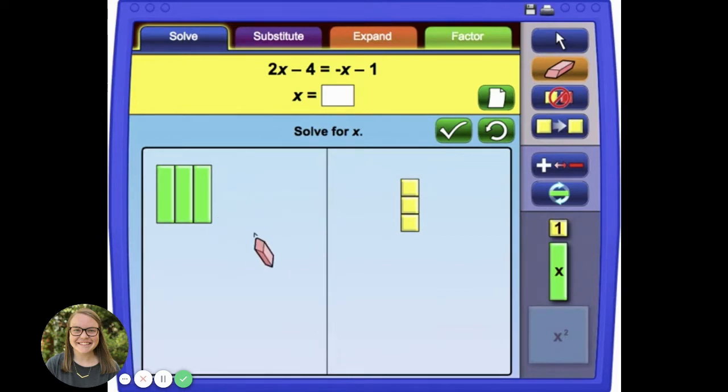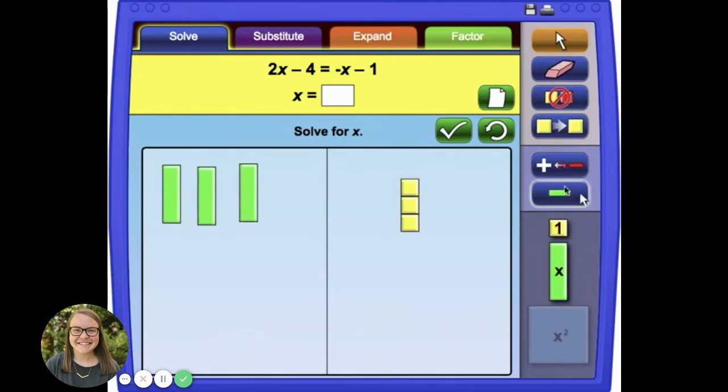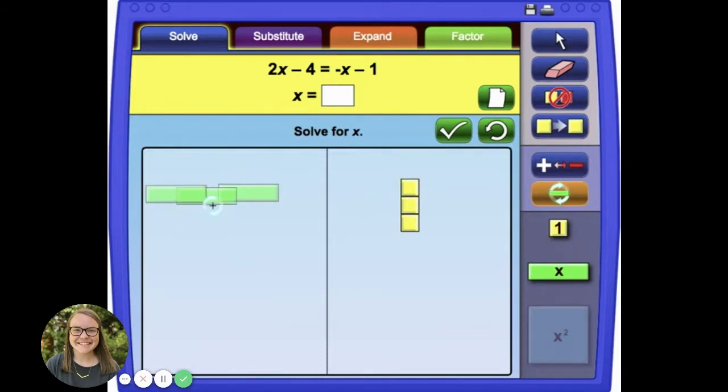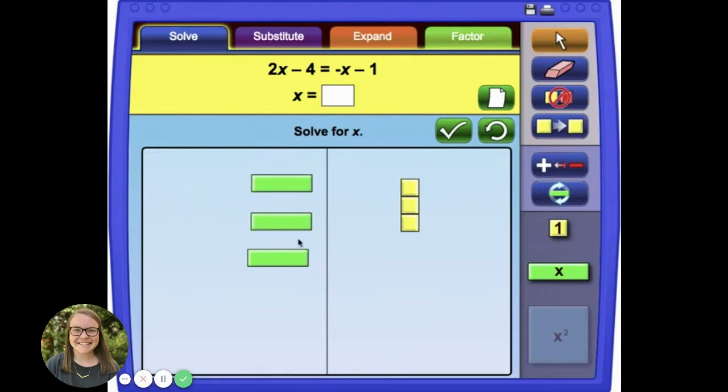the left-hand side. So what it looks like to me is that I've got 3 x's on my left. Let me see if I can turn them, if that allows me to do that. Drag them now. So I've got 3 x's and I've got 3 1 tiles, which to me says that each x gets 1 or x is 1.